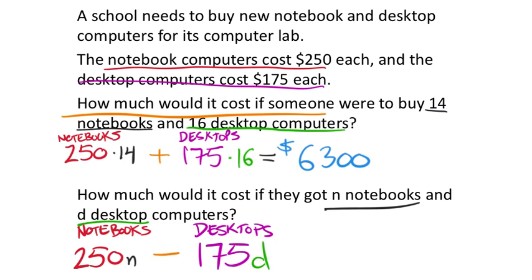Well, if you were to add these together, then you would have a total cost for this number of notebooks and some other unknown number of desktops. So this is good right here. The first box, you'd have this value, and then the second one, you'd put this stuff in.